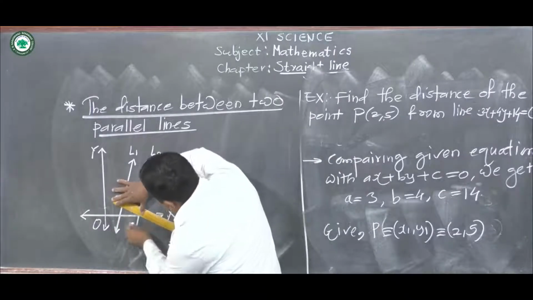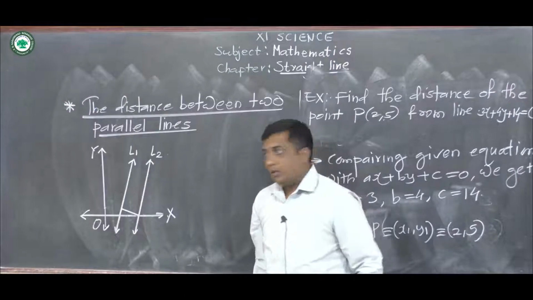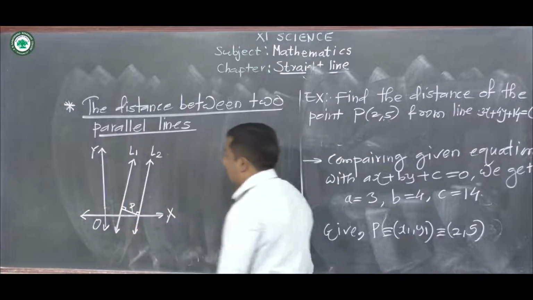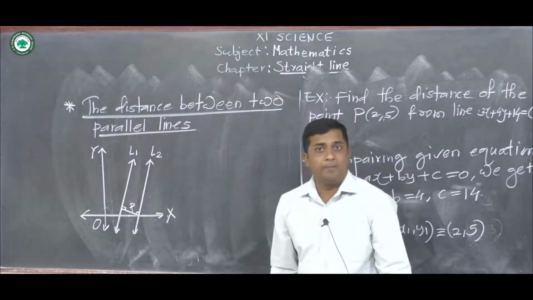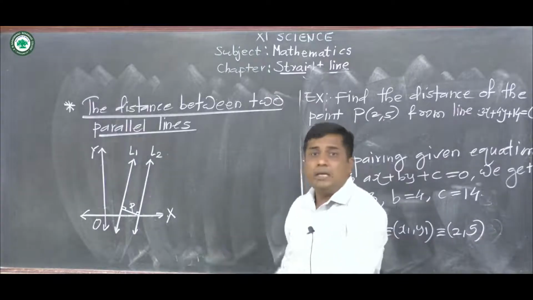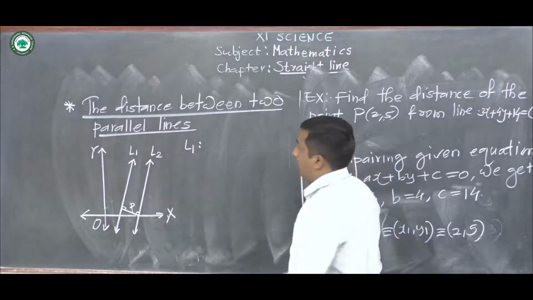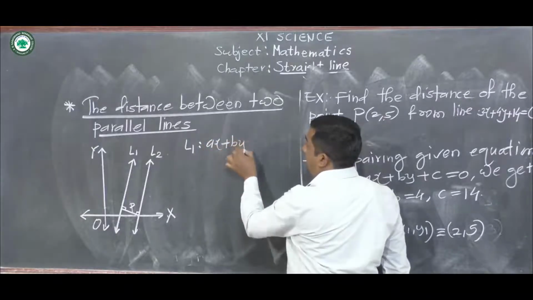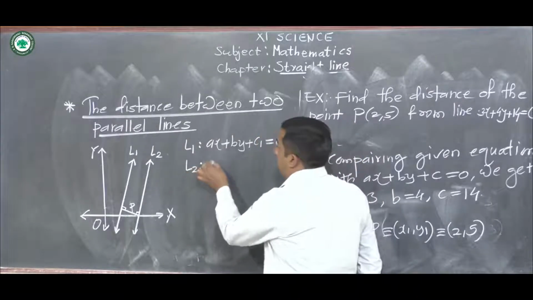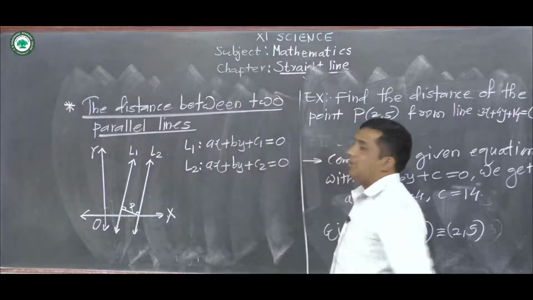Here the distance is like this. We consider again the perpendicular distance like this. Suppose this distance is P and we have to find this P. To find this distance, we have a formula. Firstly we define the line L1. Suppose this line L1 is ax plus by plus c1 is equal to 0. Then the second line is L2 and it is ax plus by plus c2 is equal to 0.